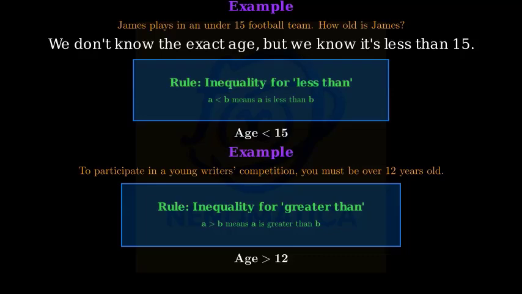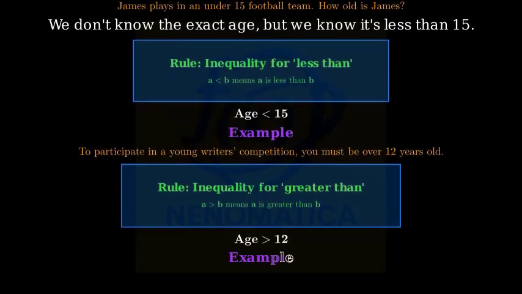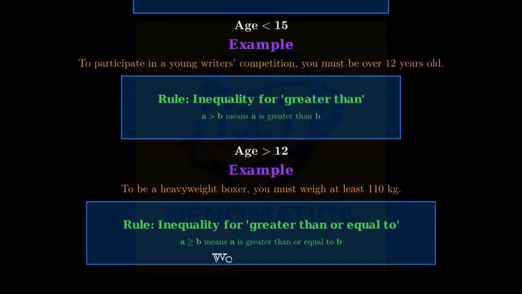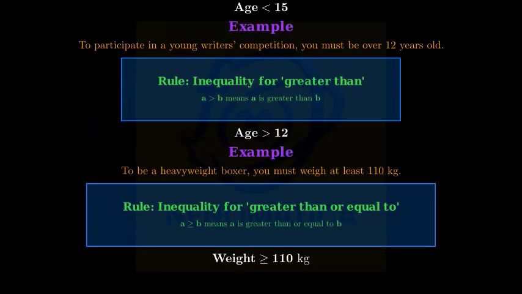For our third example, to be a heavyweight boxer, you must weigh at least 110 kilograms. In this scenario, the weight requirement means the person's weight must be equal to or greater than 110 kilograms. If we use weight to represent the boxer's weight, we can write this as weight is greater than or equal to 110 kilograms.